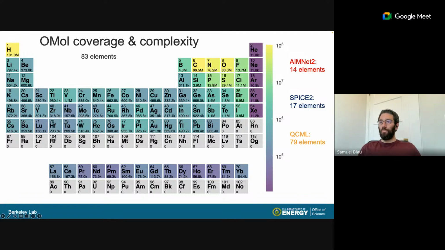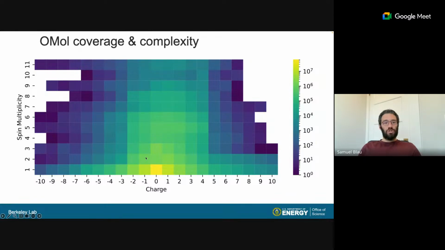And here, every number on the table is the number of snapshots with that element present. So we really have quite strong coverage of even these complex, rarer elements that you typically don't see in these types of data sets. As far as charge that I mentioned before, we go from a net charge of -10 to +10, a huge range of charge, and up to 10 unpaired electrons, which would be a spin multiplicity of 11.